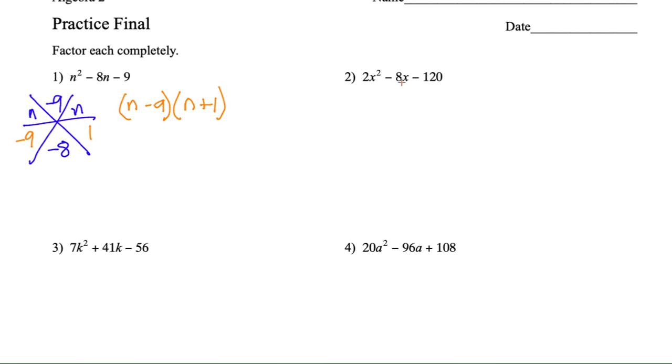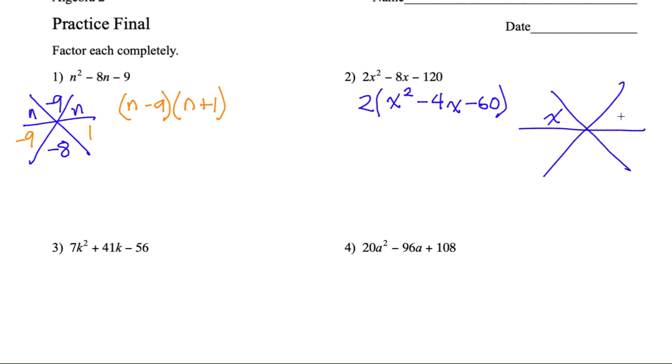Alright, next we need to factor this guy. Again, greatest common factor is going to be 2. So 2 times the quantity of x squared minus 4x minus 60. And then from there, I'm going to factor this inside with another advanced ninja star. So this is going to be x, this is going to be x, this is going to be -60, this is going to be -4.